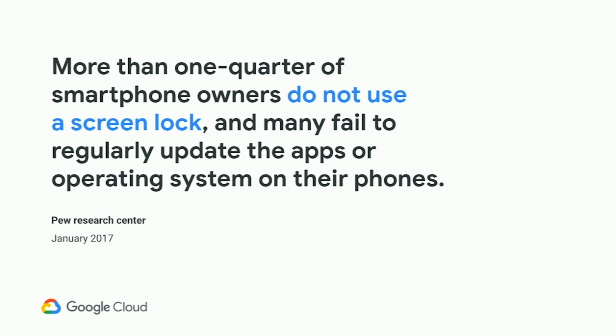So why is all of this important? More than 1/4 of smartphone owners do not use a screen lock. This is a couple of years old here. When you dig into that data, that's not limited to consumers, right? That means that 1/4 of all folks carrying a modern smartphone have figured out how to turn off screen lock on their device.